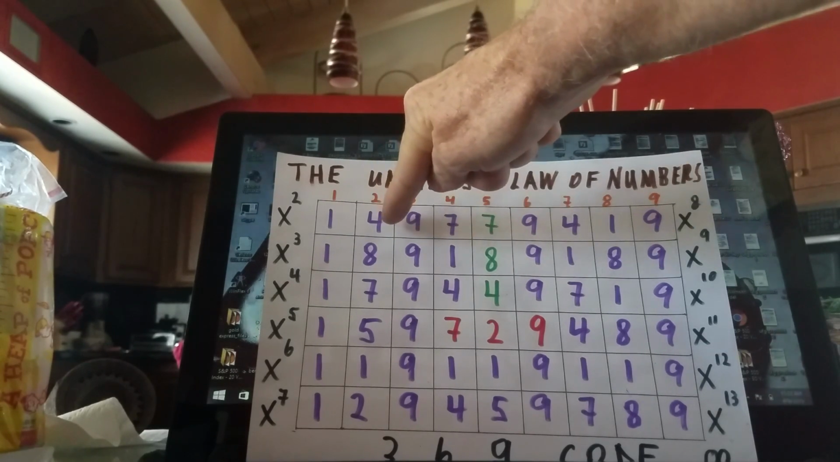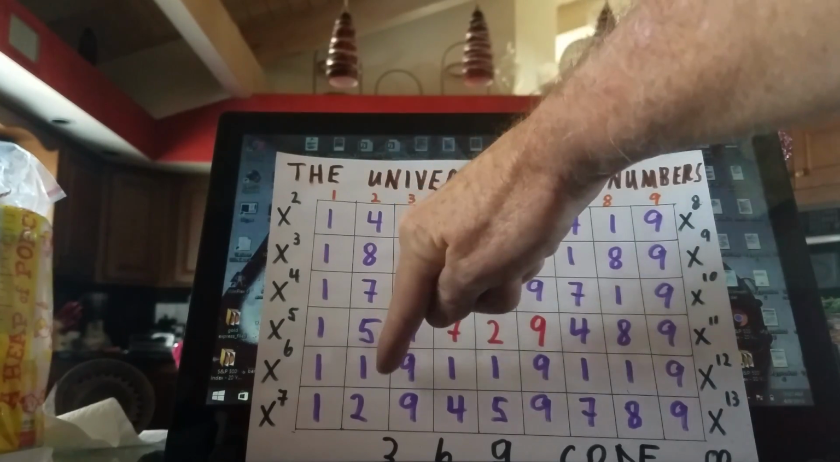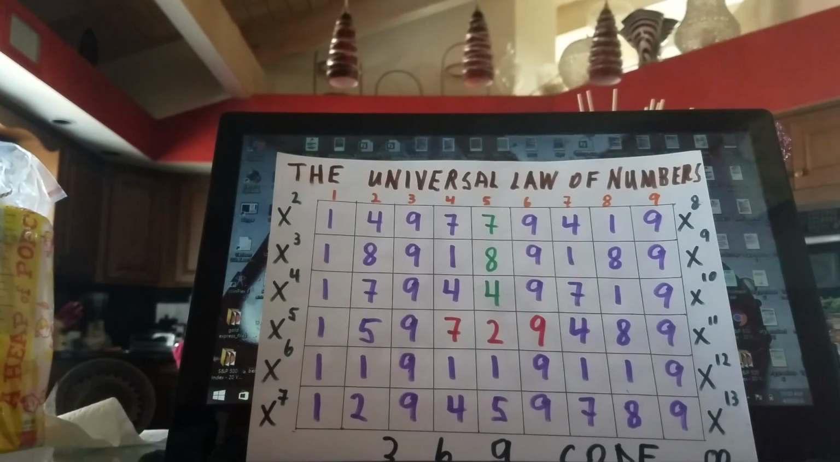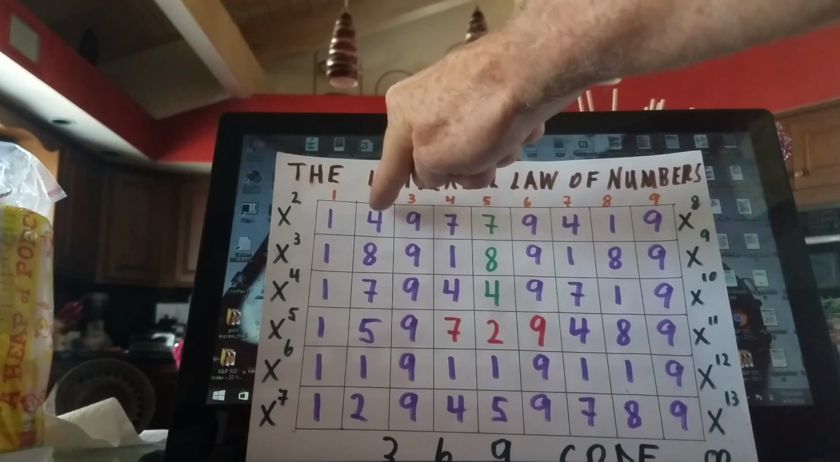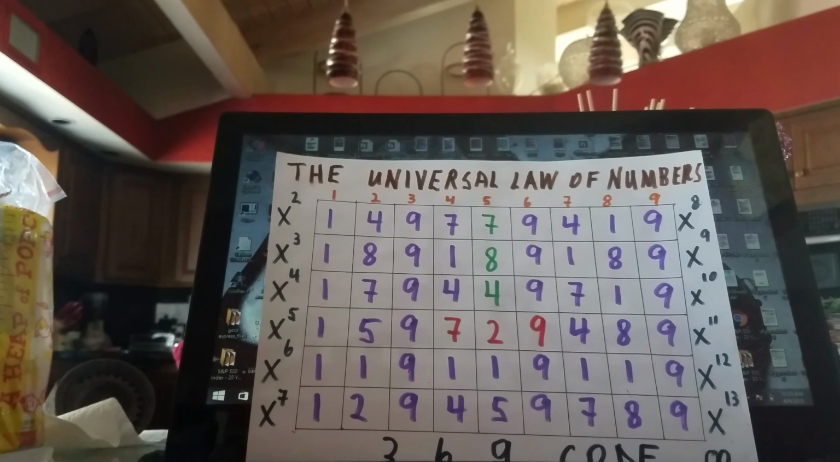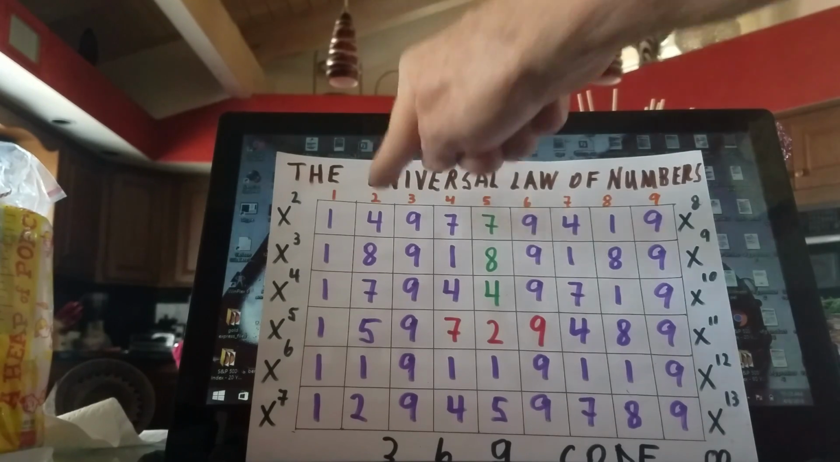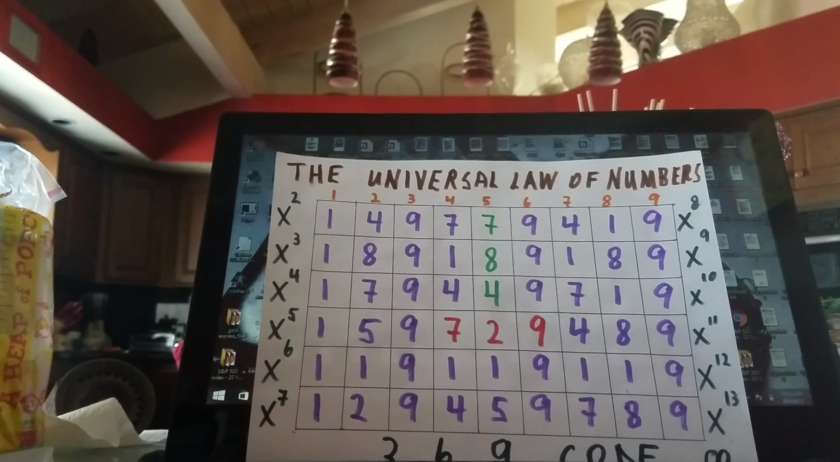2 times 2 is 4, times 2 is 8, times 2 is 16, times 2 is 32, times 2 is 64, times 2 is 128, and 1 plus 2 is 3, and 8 is 11, and that reduces to a 2. And 128 times 2 is 256. And 2 and 5 is 7, plus 6 is 13, and a 1 and a 3 is a 4. So there's a revolution. And this thing revolves and revolves and revolves to infinity, and it's always perfect perfection.